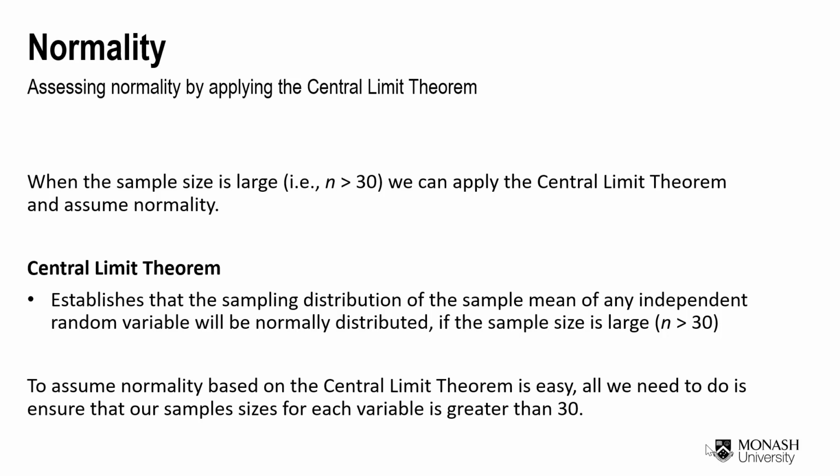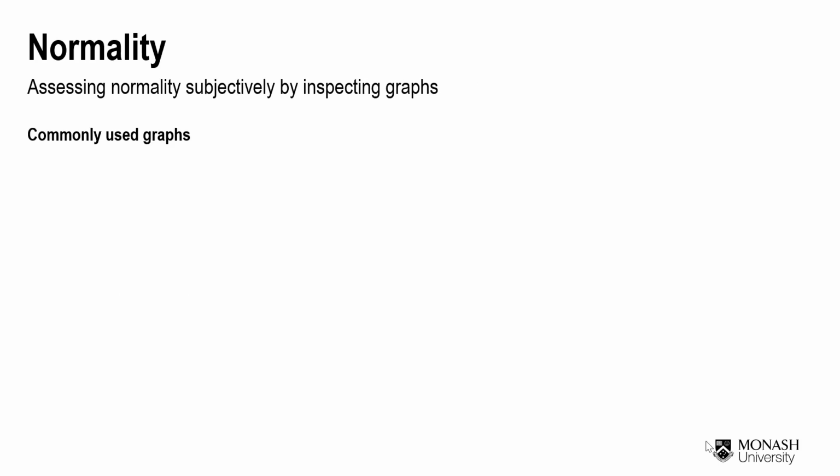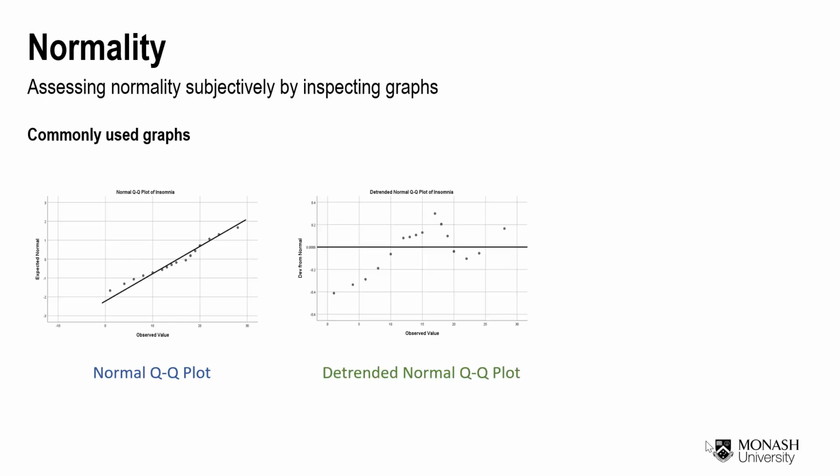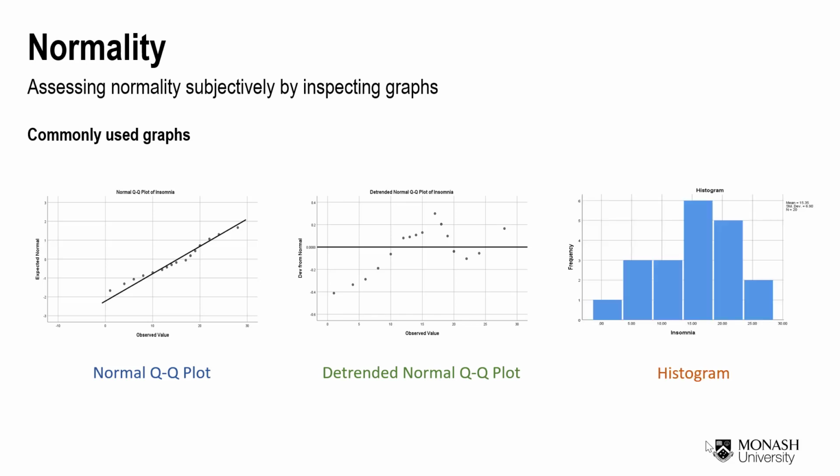To assume normality based on the central limit theorem is easy. All we need to do is ensure that our sample sizes for each variable is greater than 30 participants. We can also assess normality subjectively using graphs. 3 graphs are commonly used to subjectively assess normality, and these include the normal QQ plots, detrended normal QQ plots, and histograms.